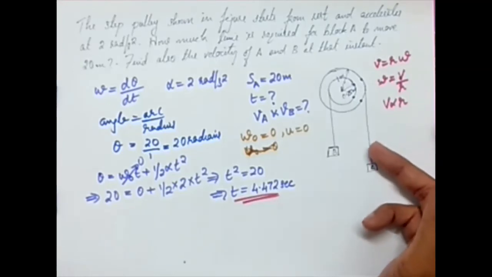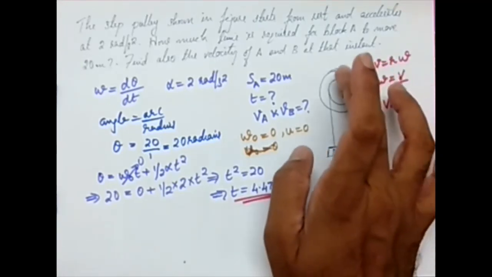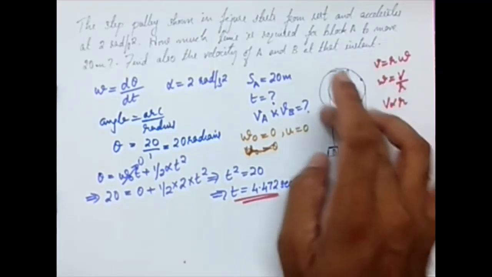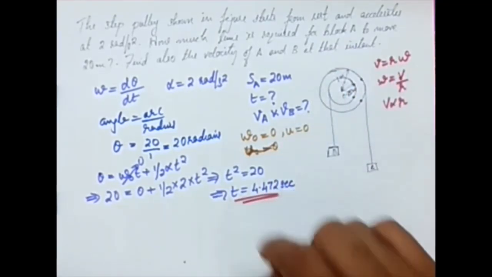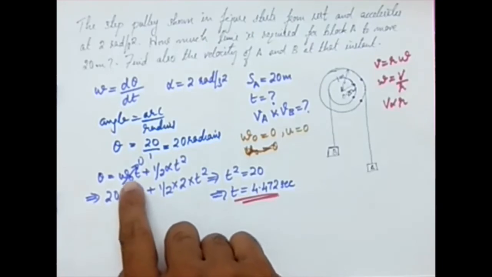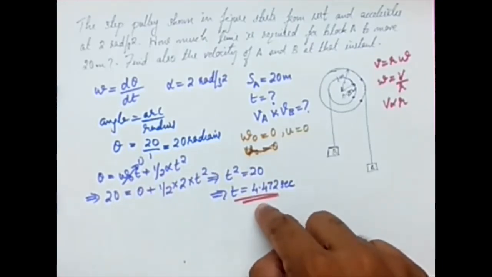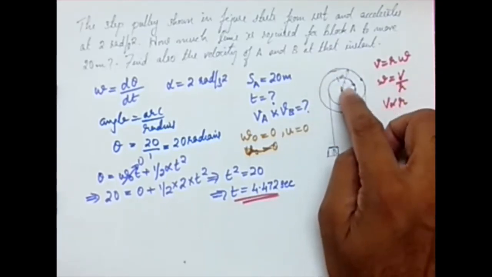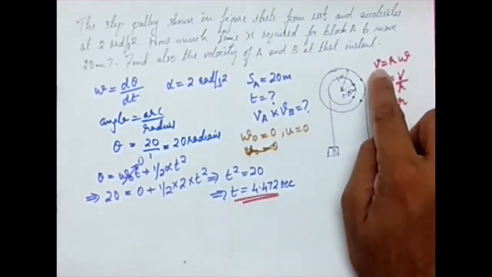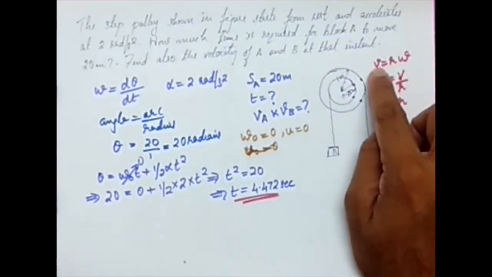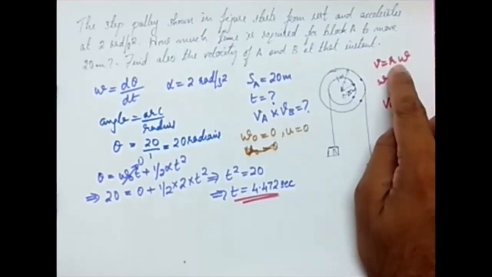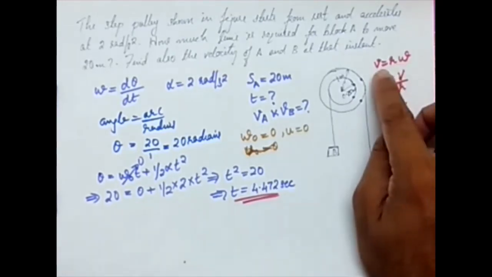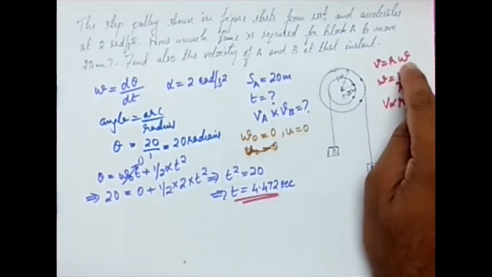What will be the velocity of A? Forget the velocity of A, we need to have the angular velocity of this, right? What will be the angular velocity of this particular pulley at this instant? Once we have omega, we can calculate the velocity. Velocity is equal to r omega. So velocity of A will be Ra times omega, velocity of B will be Rb times omega.